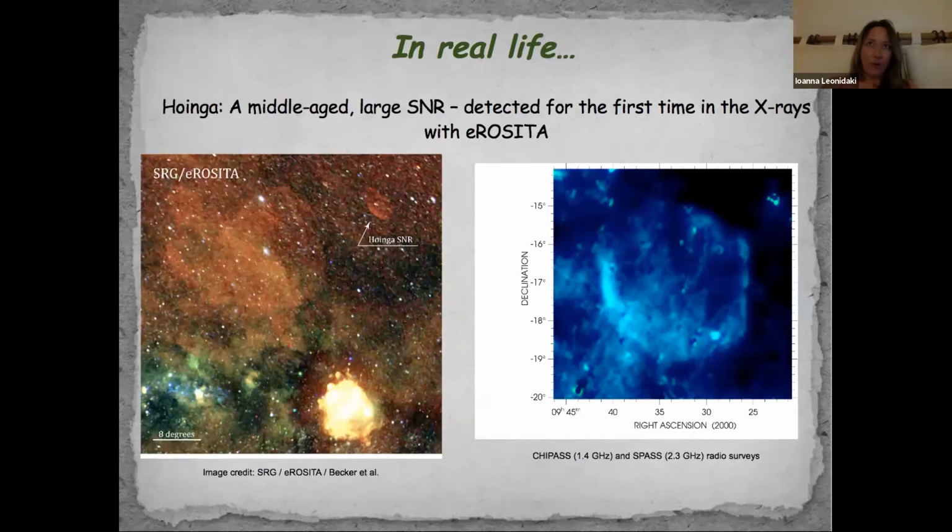So a very good example of a low resolution survey is the Hoinga SNR, which can be seen here. This beautiful nebula lies near Vela. Hoinga is actually a middle-aged and large SNR, but it was first detected in the X-rays with eROSITA only a few months ago. Although radio data were there waiting for someone to use them, because ROSAT showed nothing, people thought that Hoinga didn't emit in the X-rays, so they didn't pay attention.